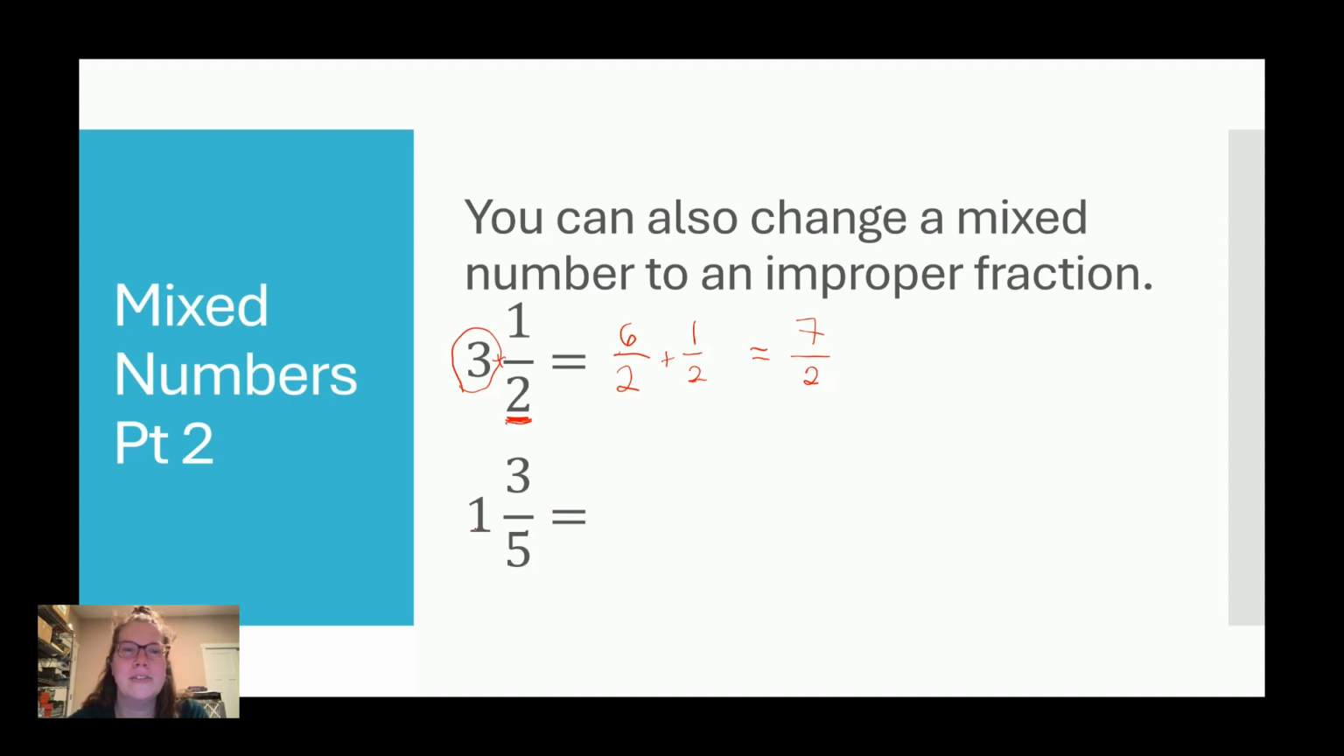So here we're going to take this whole, turning it into fifths. There has to be 5/5 to make it a whole, right? So I have 5/5 plus those extra little 3/5 from the number. All together is going to make me 8/5.